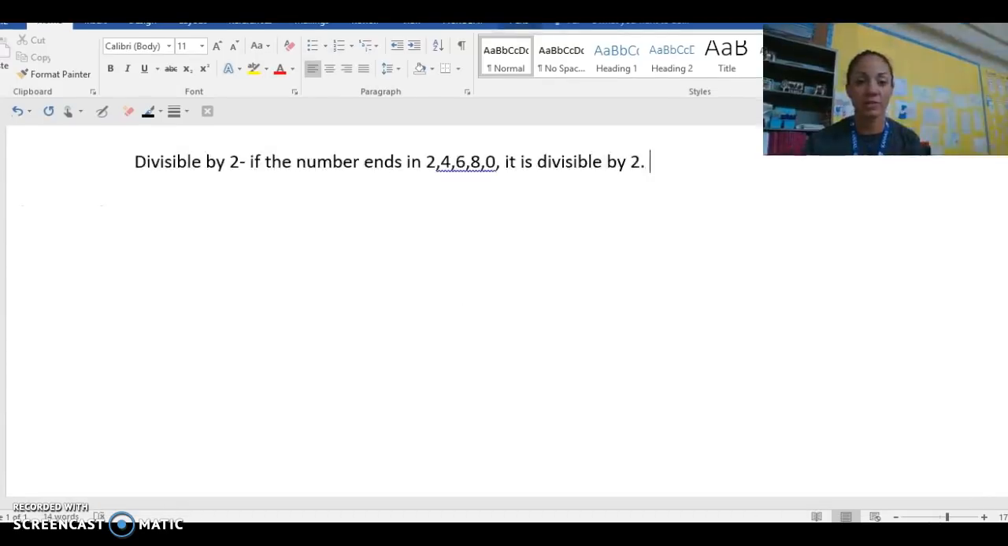For a number to be divisible by 2, you'll know it's divisible by 2 if the number ends in 2, 4, 6, 8, or 0. So basically, what that means is if a number has an even number in the ones column, then the number can be divided evenly by 2.